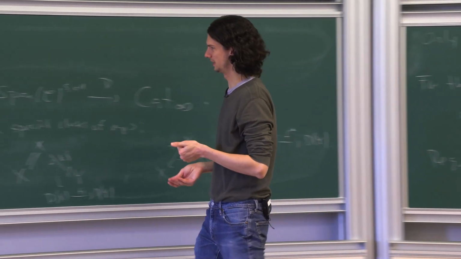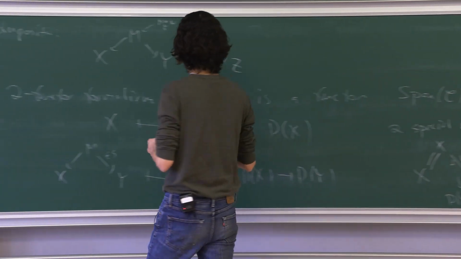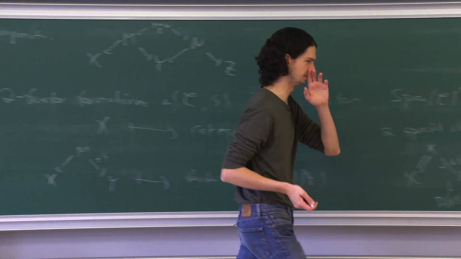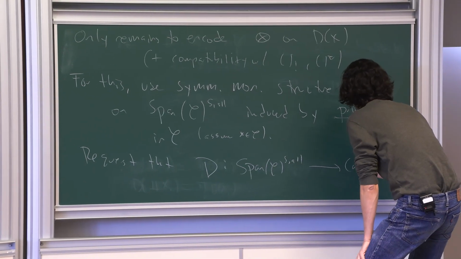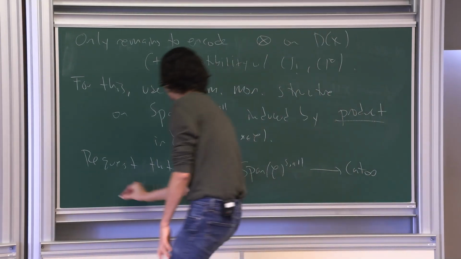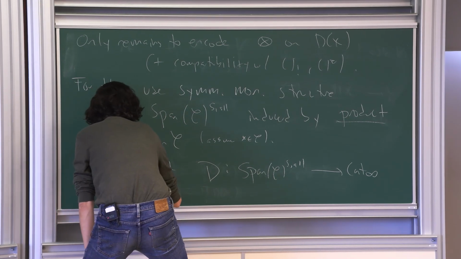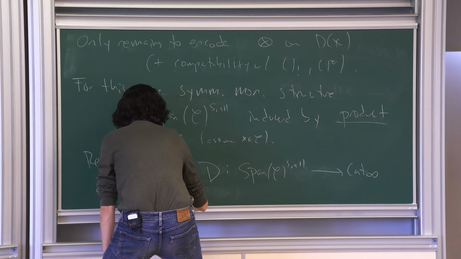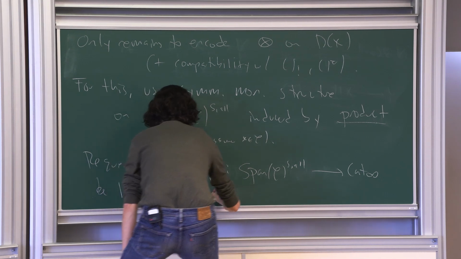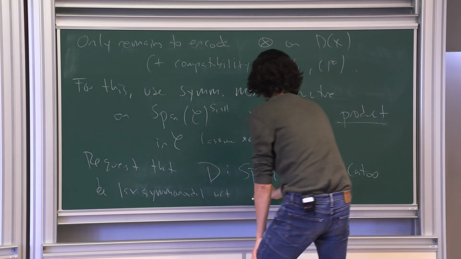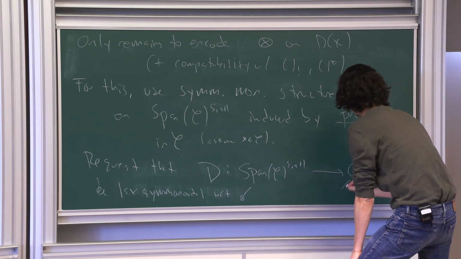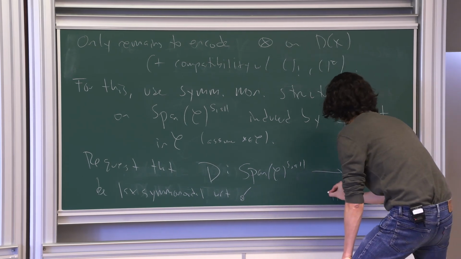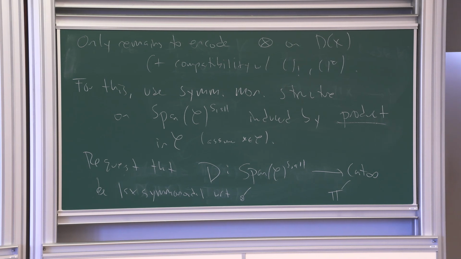Yes, Peter was making a claim, and I didn't finish the sentence. So we request that this be lax symmetric monoidal with respect to that tensor product we just defined here, and the symmetric monoidal structure here given just by Cartesian product of categories.